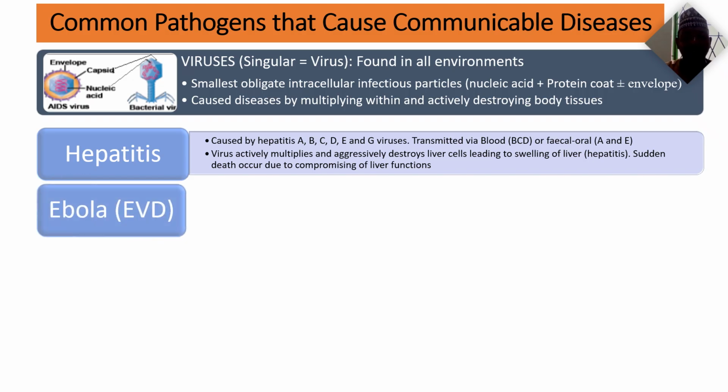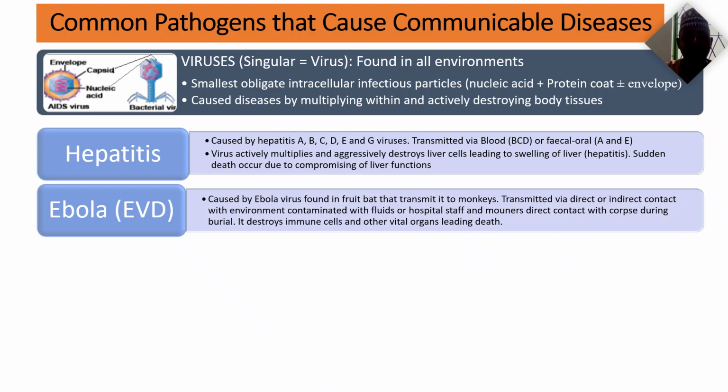Now, the next type of viral disease which is common in the environment is Ebola viral disease, EVD. Ebola viral disease is a type of viral disease that is caused by a virus called Ebola virus. This is a virus that is found in fruit bats belonging to the family Pteropodidae. These bats were believed to transmit the virus to monkeys.